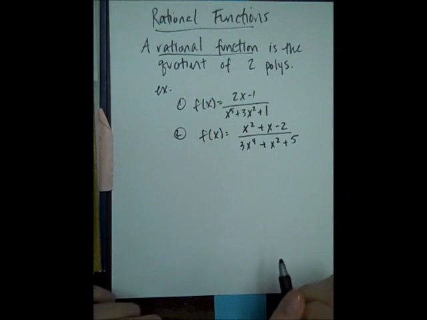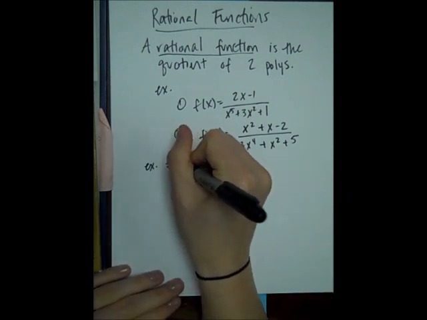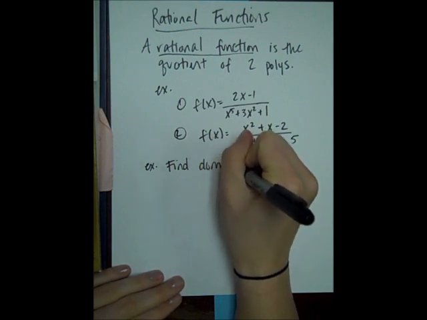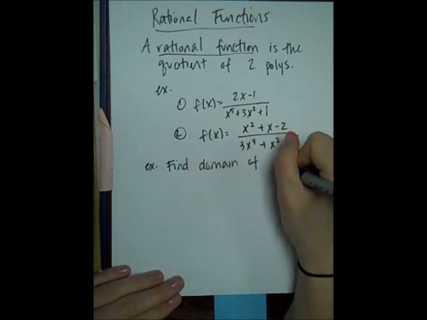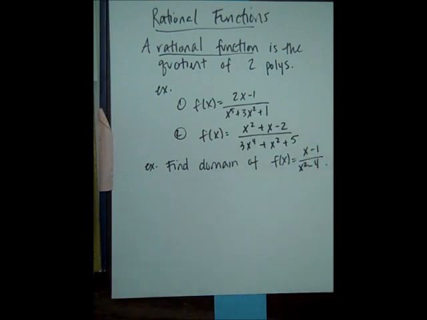How do you find the domain of a rational function? So for example, let's find the domain of f of x. Here f of x is going to be (x - 1) over (x^2 - 4). How do we find the domain of this? We'll go back to how we were defining domain before. This hasn't changed at all. Defining domain is always going to be the same.